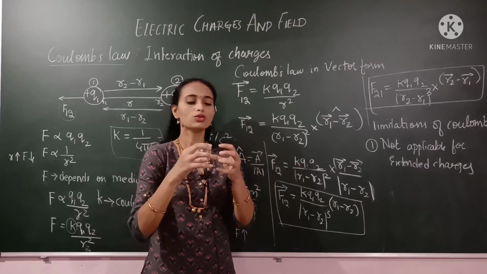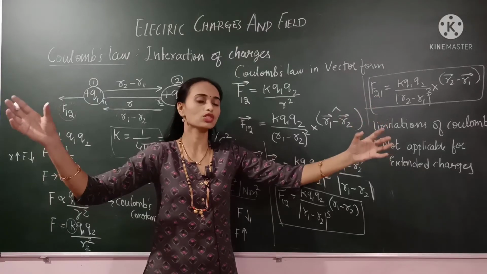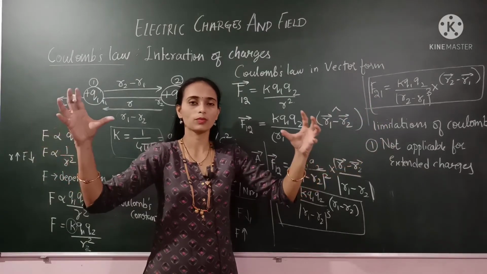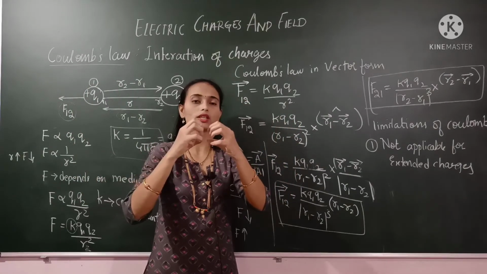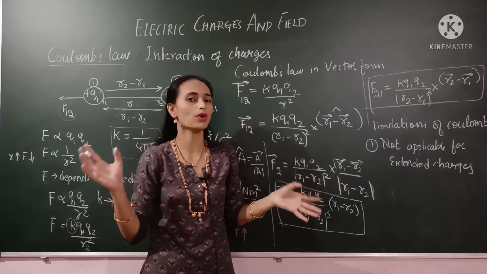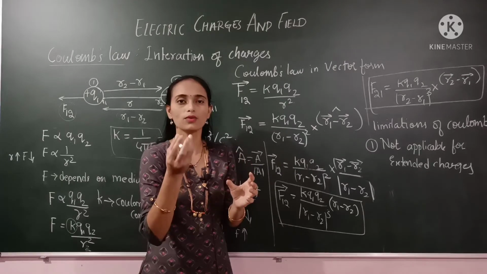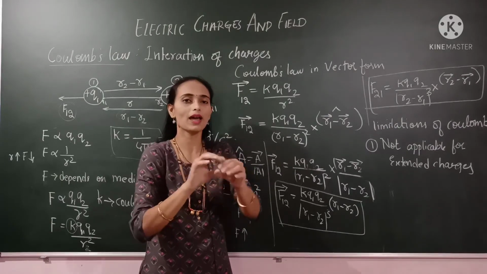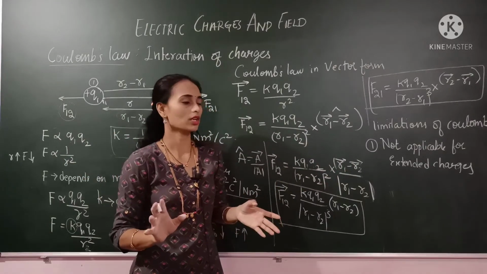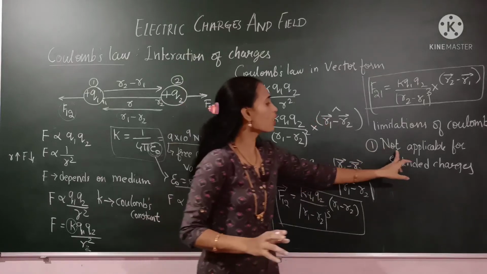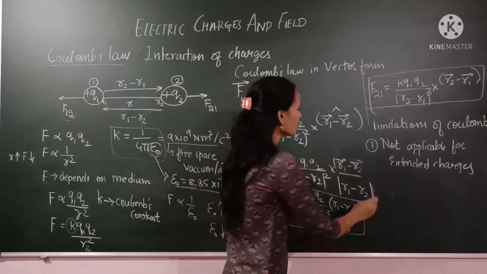Why? If you take this big ball and place it at a very large distance, then these two charges are called point charges. But if the same big charges are placed very near, very close to each other, then these two charges are not called point charges. Understood? Point charge means the size of the charge is always very small compared to the distance between the two charges. So Coulomb's law is not applicable for extended charges, only for point charges.